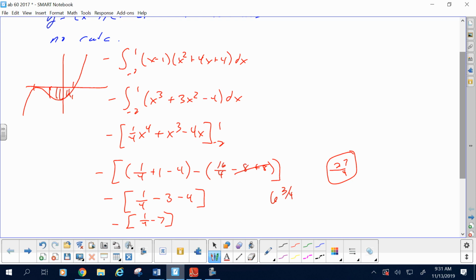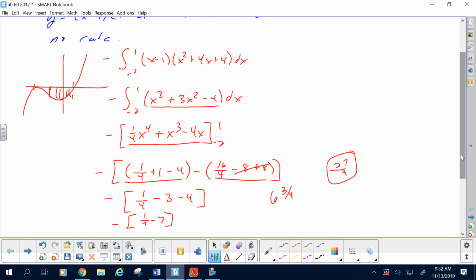Okay, here's checking your work. First of all, do you agree with my integrand? Did you distribute correctly and get x cubed plus 3x squared minus 4? Yeah. Okay, then do you agree with the antiderivative 1/4 x to the 4th plus x cubed minus 4x? Yep. Do you agree with what you get when you put 1 in? 1/4 plus 1 minus 4. Yeah. Do you agree with what you get when you put negative 2 in? 16/4 or 4 minus 8 plus 8. If you agree with that, then you're good. After that, it kind of goes to how you distribute, but I just called it 1/4 minus 3 minus 4.